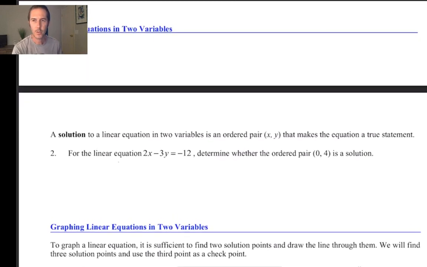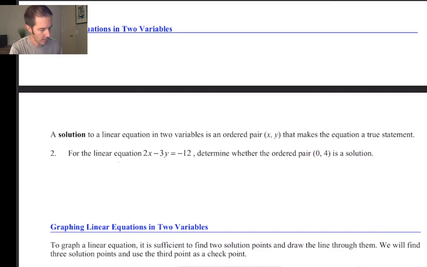The solution, or a solution, I should say, to a linear equation is expressed as an ordered pair (x, y). And in this first example, we can determine if (0, 4) is a solution to this given equation by simply taking our x and y values, plugging them into the equation, and seeing if it satisfies the equation, or makes it true. Let's see if it works.